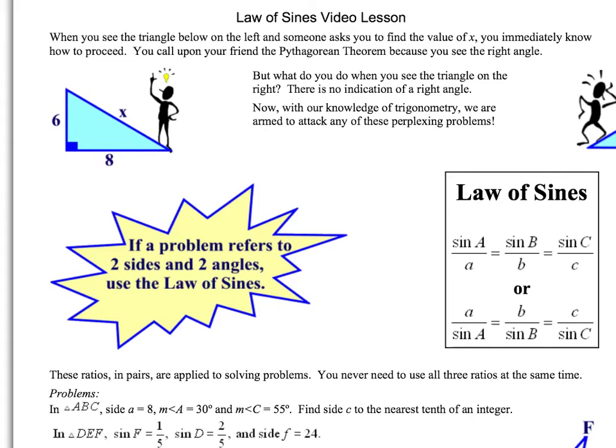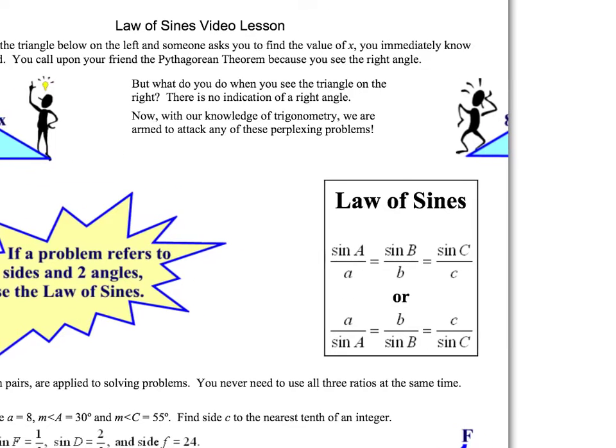Today we are going to talk about the law of sines. What the law of sines does, it helps you find a missing side or a missing angle. Now if you saw this triangle over here on the left and I said find that side, you would notice it's a right triangle, so you could use the Pythagorean theorem. However, look at this triangle over here.